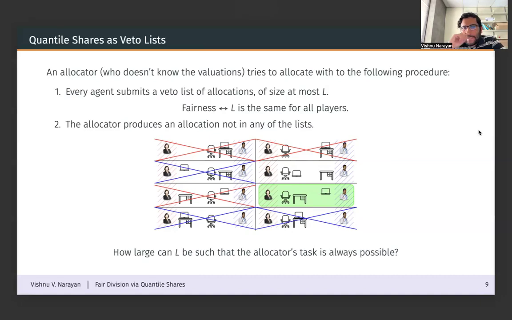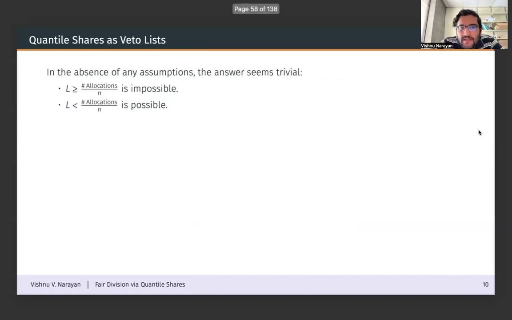So the question we're asking here is, how large can L be such that the allocator's task is always possible? In the absence of any assumptions, the answer appears trivial at first. If L is at least the number of allocations over N, this is impossible because in the worst case, everyone can submit disjoint veto lists, which cover all of the allocations. And if L is smaller than the number of allocations over N, there's always going to be some allocation that survives. But of course, monotonicity of the agents' valuations is missing in this picture.